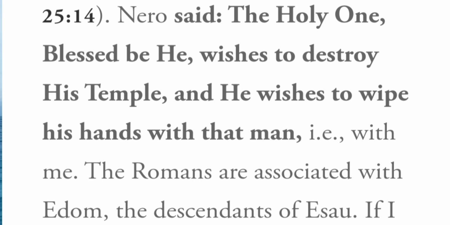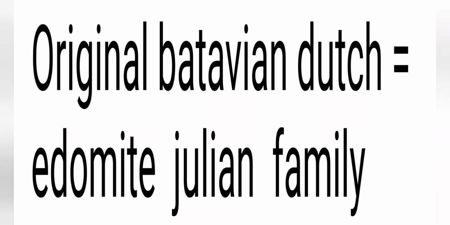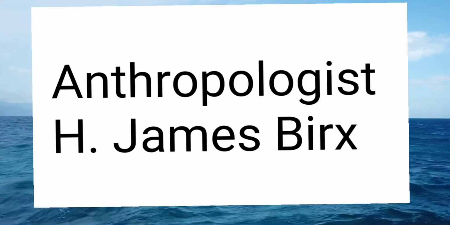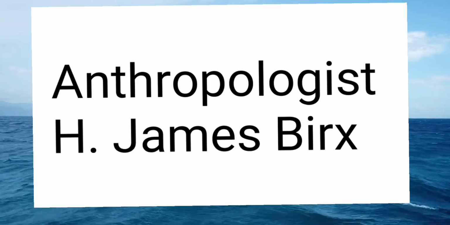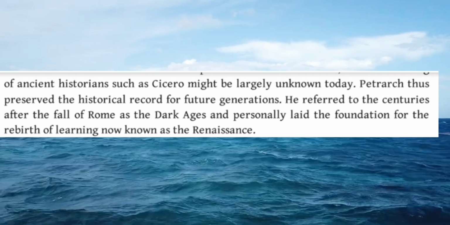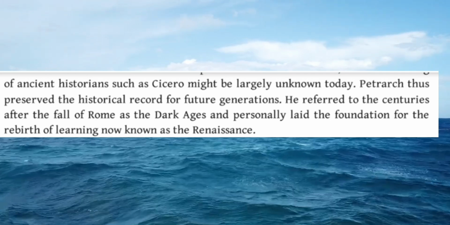Now the verse that he read about was doing away with Edom. And Nero identifies himself as being an Edomite. So they have origins in ancient Rome. So they wanted to regain their land back. They wanted a rebirth. Hence you get the term Renaissance. We're going to get the person who started the inspiration for this Renaissance, reading from this anthropologist. And he says that Petrarch laid the foundation for the rebirth, now known as the Renaissance.